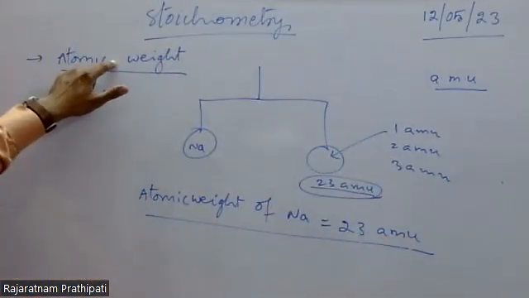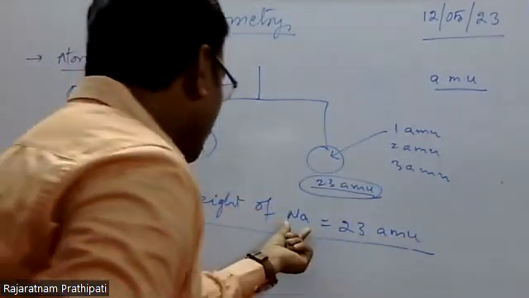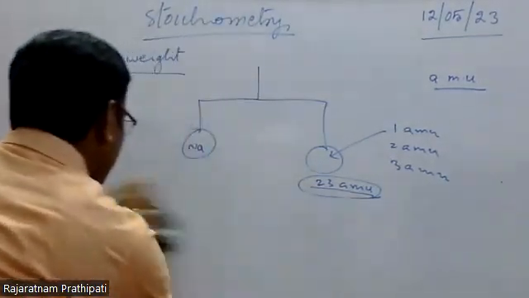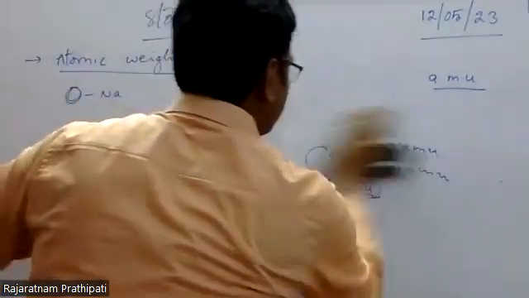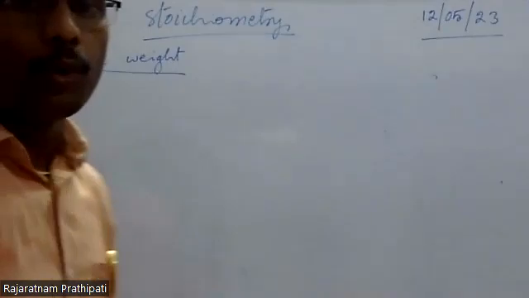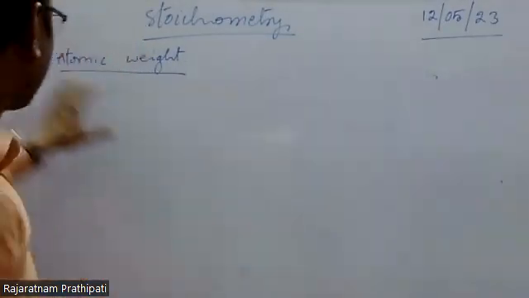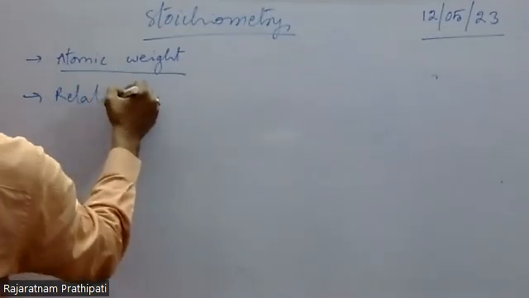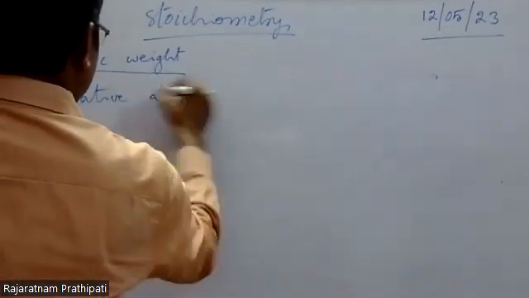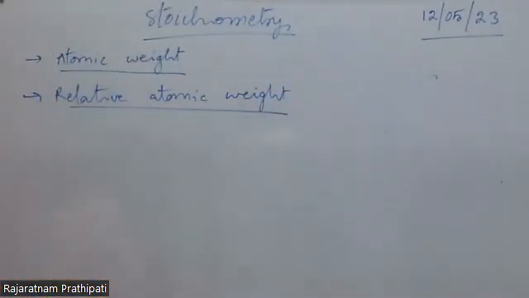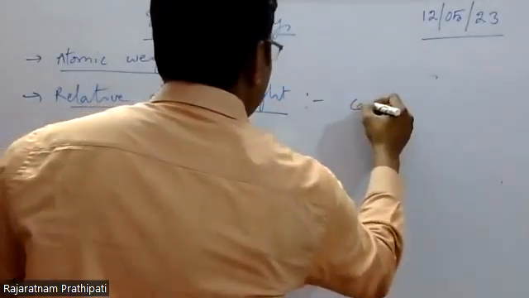That is atomic weight. Here, 23 times heavier than AMU means the relative atomic mass is 23. Relative atomic mass has no units. Okay, now here atomic weight or relative atomic weight. Relative atomic weight means what? Comparison.